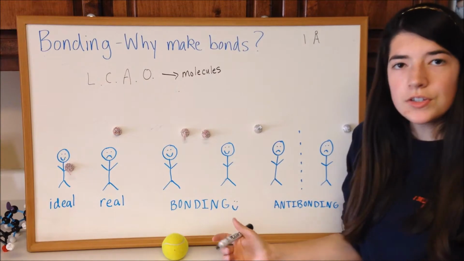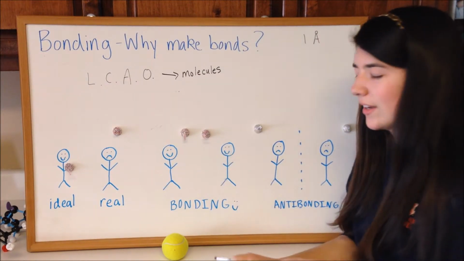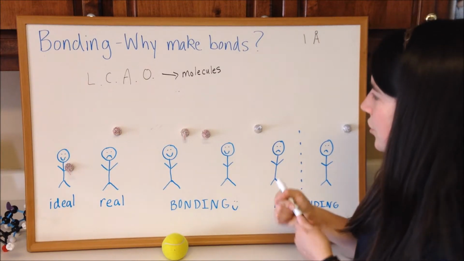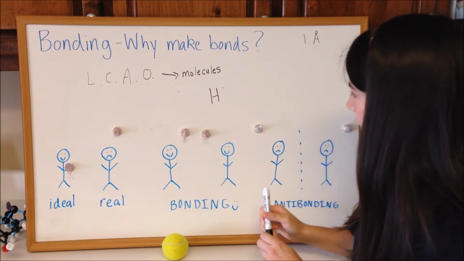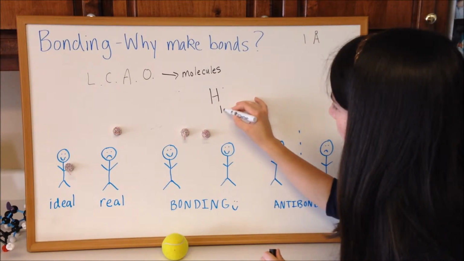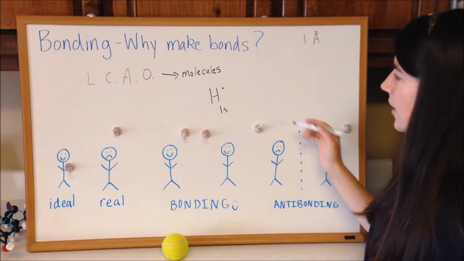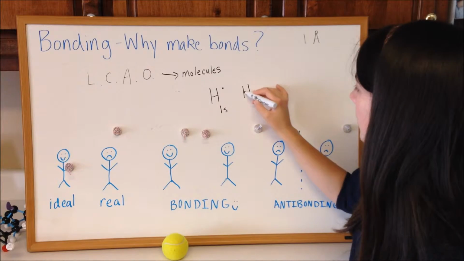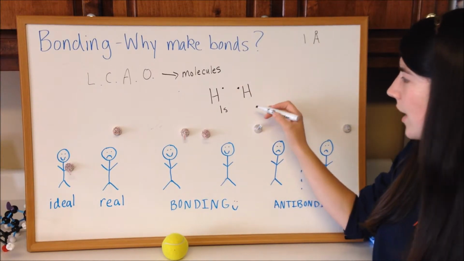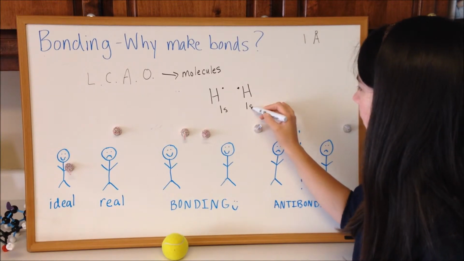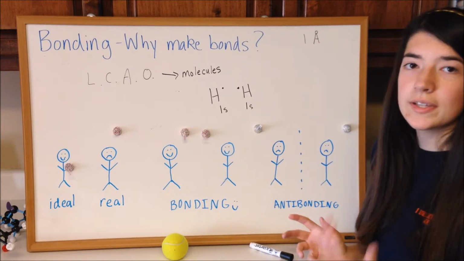Okay, so let's just start with a simple situation that we can kind of compare to our kids with the candy. So hydrogen. We know that hydrogen has one electron, and we're going to call that the 1s. Let's say it's going to combine, or bond, with another hydrogen atom, which also has a 1s electron. And we know that the shape of the 1s orbital is spherical.